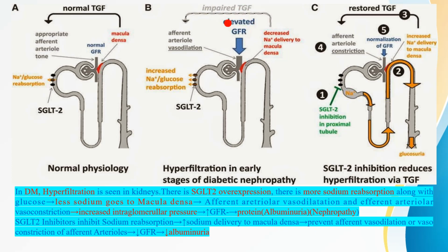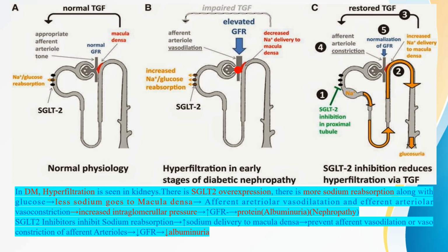And when there is an increase in GFR, there is more and more protein loss from the glomerulus, that leads to albuminuria or proteinuria, and the patients have nephropathy.